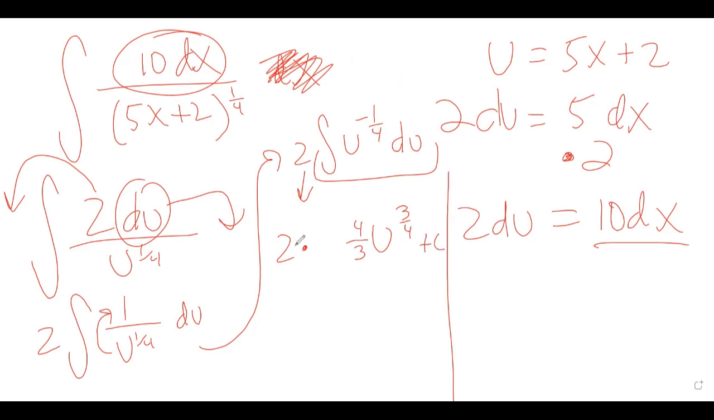And then how about we go 2 times 4? So that's 8/3. And then we have u to the 3/4 plus c. And then, of course, instead of u in there, you drop in what u equaled. And we're done.